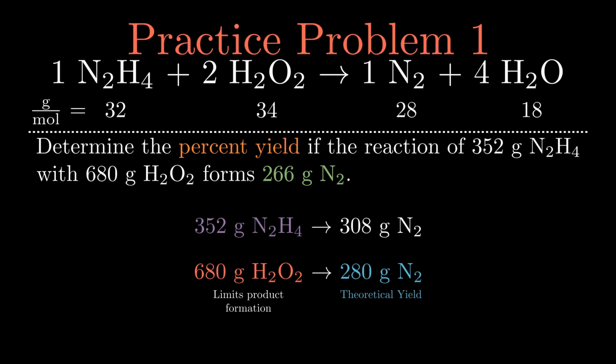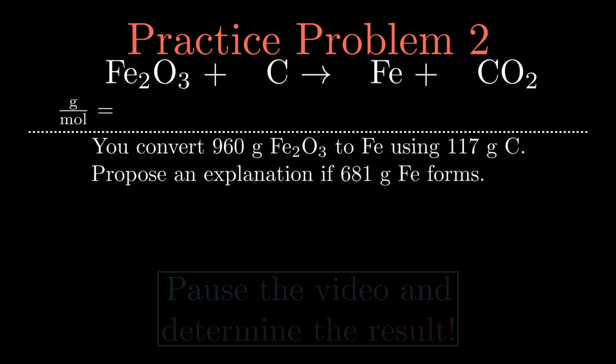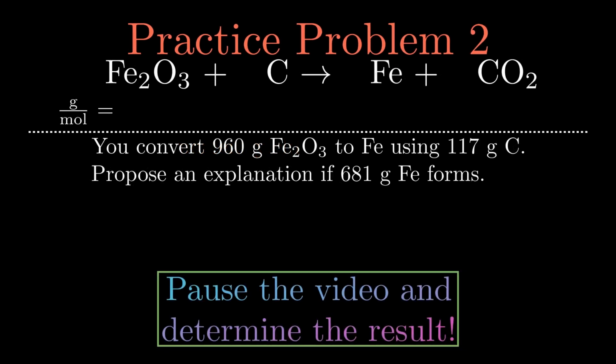Earlier on, we identified the 266 grams as the actual yield. So we can place both yields into the formula, and the calculation results in a percent yield of 95%. This value is less than 100%, which we know is possible, so there isn't much else to do except go on to the next question. Take a look, pause the video, and give it a go.